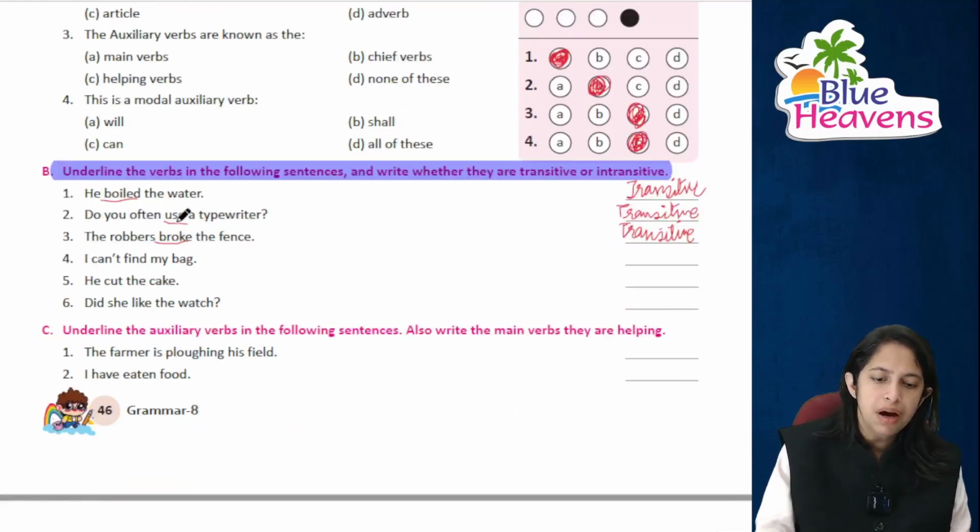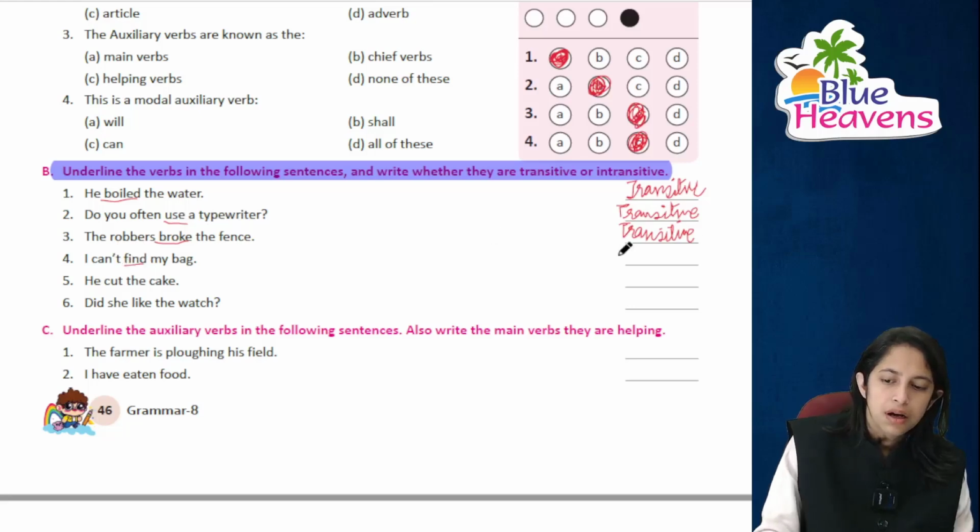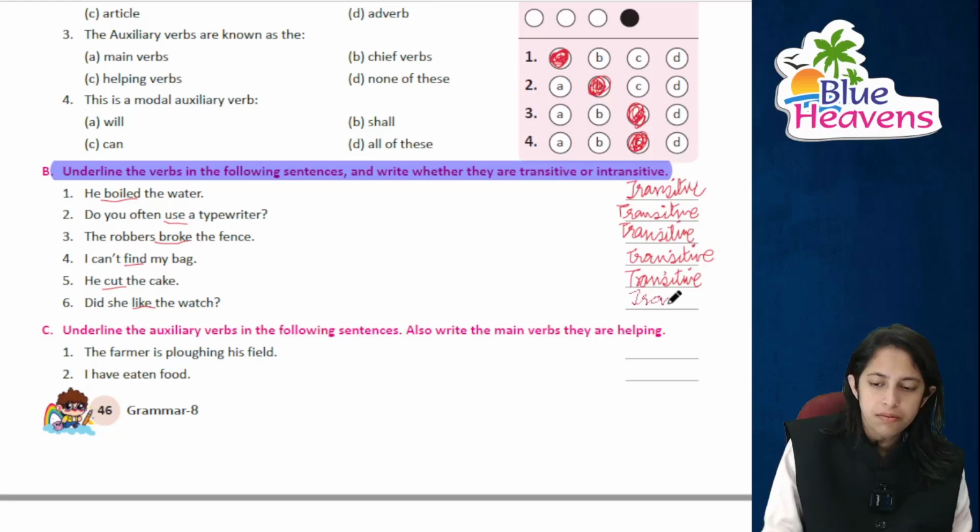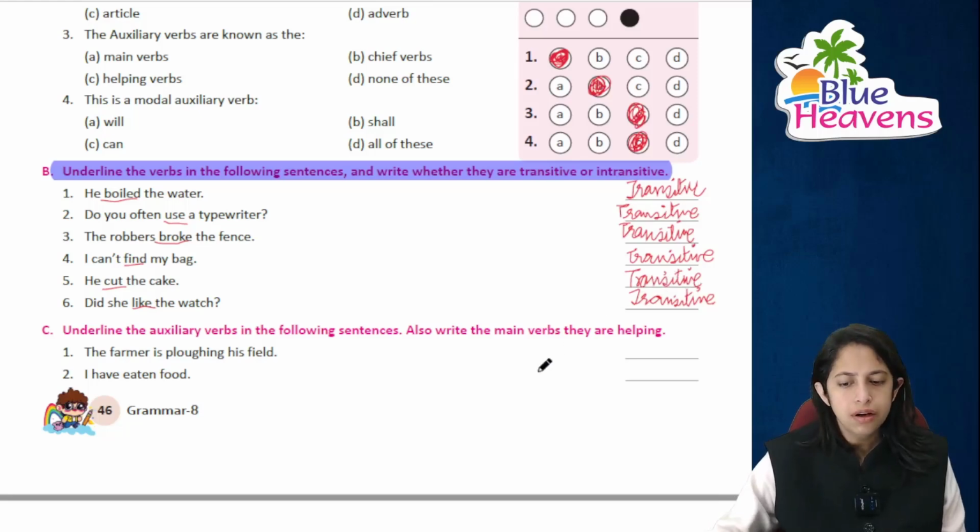I cannot find my bag. This is transitive. He cut the cake. Of course, this is transitive. Does she like the watch? This is again transitive, right. You have to underline the auxiliary verbs and also the main verbs that are helping, right.